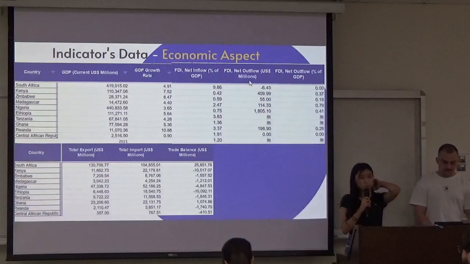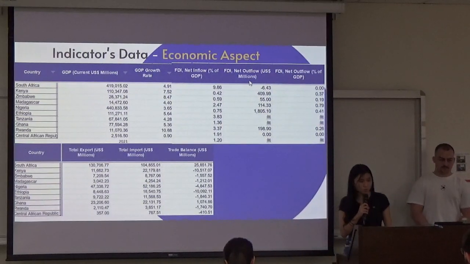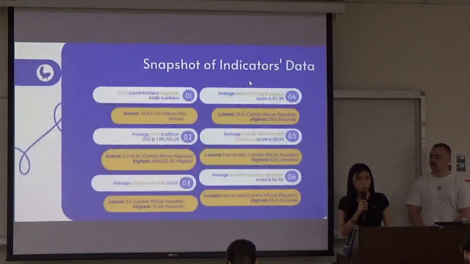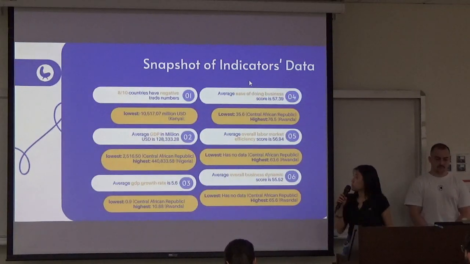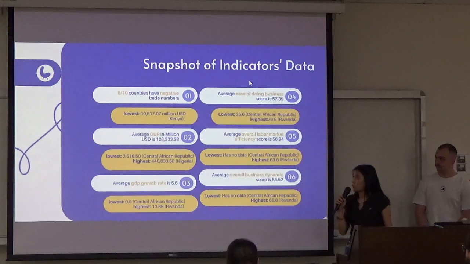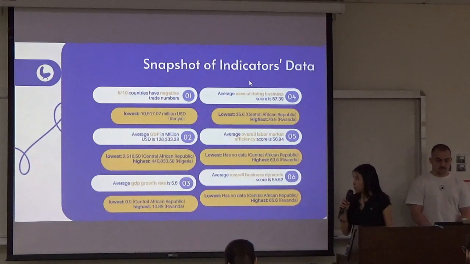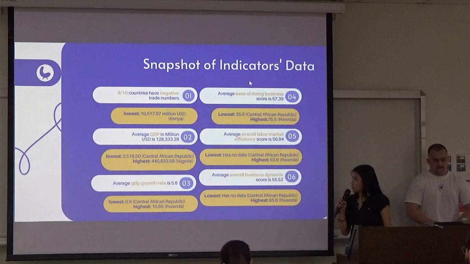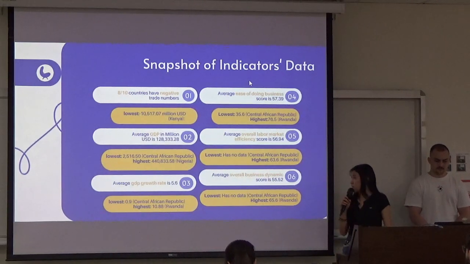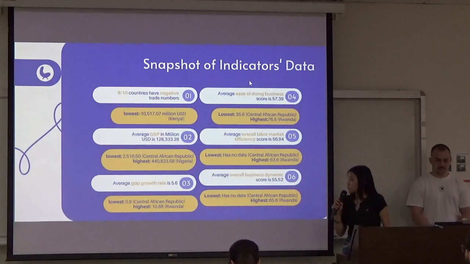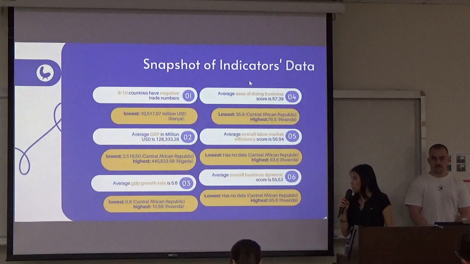So first, I will start with the indicators data. This is the economic aspect, the business environment, but mostly we wanted to share with you 6 important points. The first is that 8 out of 10 countries have negative trade numbers, the lowest being Kenya. The second is the average GDP in millions USD, the lowest being Central African Republic, and the highest being Nigeria. The third is the average GDP growth rate is 5.6, lowest being Central African Republic, and the highest being Rwanda.